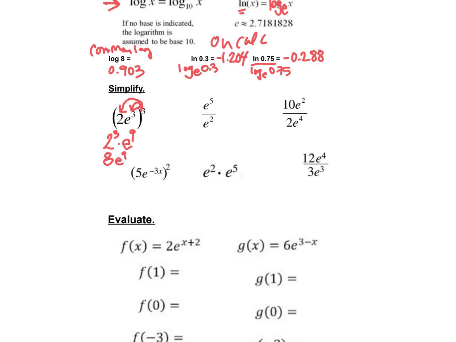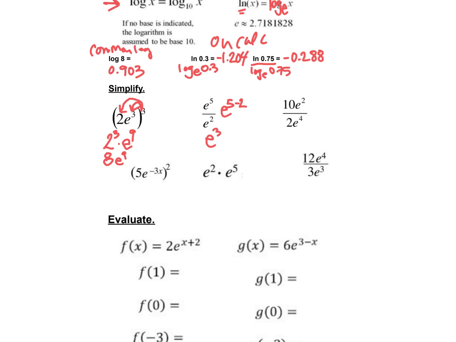How do we deal with e to the 5 divided by e to the 2? Okay, well, if you remember our relationships, when we have a division situation, we're going to do e to the 5 minus 2. So this becomes e to the third power.